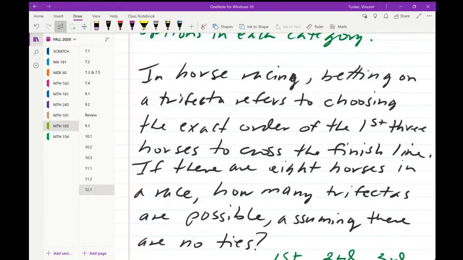All right. In horse racing, betting on a trifecta refers to choosing the exact order of the first three horses to cross the finish line. If there are 8 horses in a race, how many trifectas are possible, assuming there are no ties? So I'll give you a chance to write that.